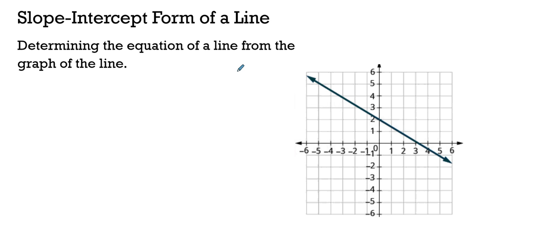Another reason the slope-intercept form is so handy is it's really easy to determine an equation for a line just by looking at it. Take this one here on the coordinate plane, and we want to be able to determine the m and the b. Well, the b is easy enough to determine. It's going through the y-intercept at +2, so the y-intercept is at (0, 2).